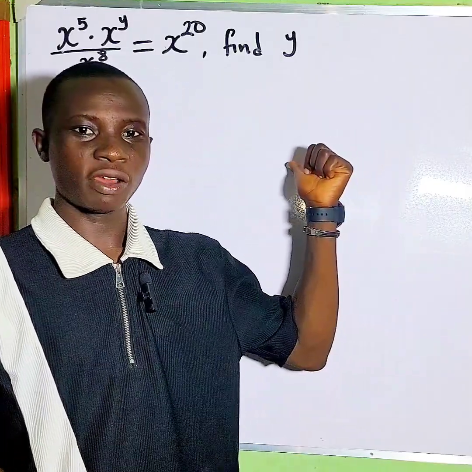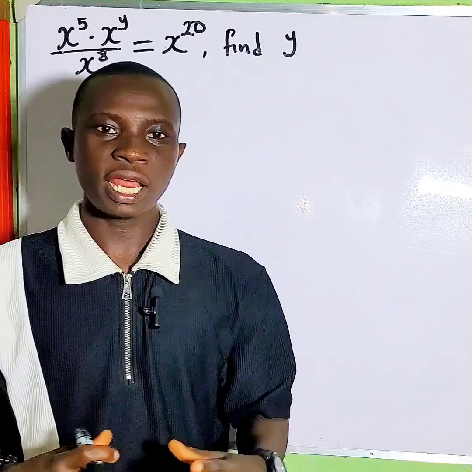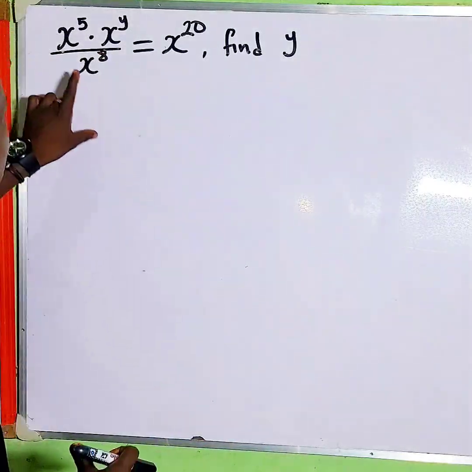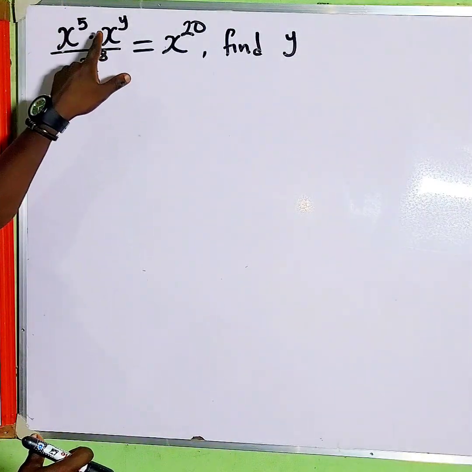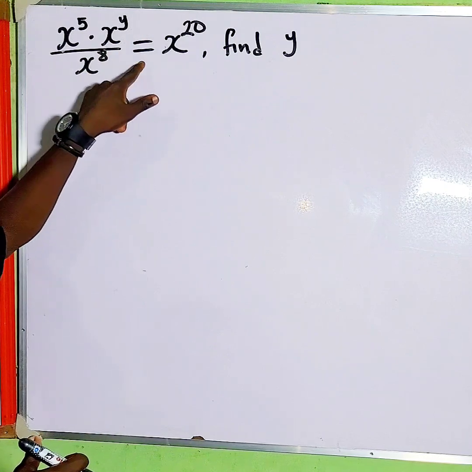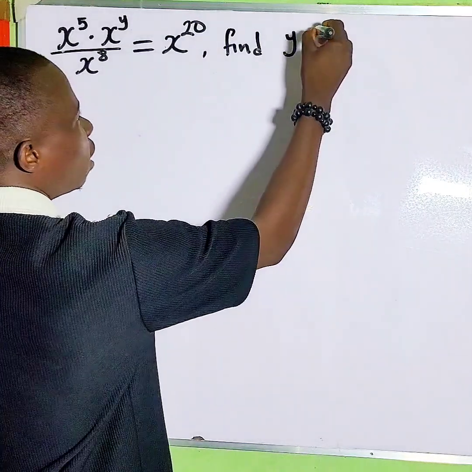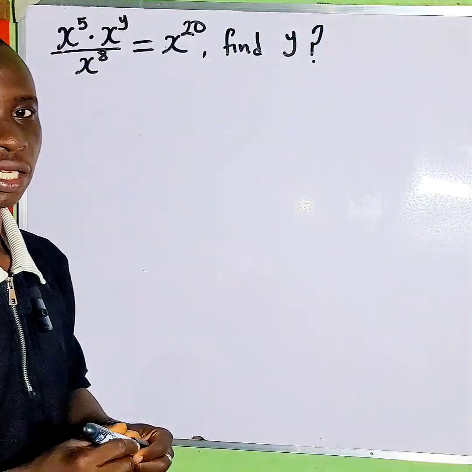For you to solve this kind of equation, you need to really recall the properties of indices. Now, if you look at this equation, we are given that x raised to the power of 5 multiplied by x raised to the power of y over x raised to the power of 8 is equal to x raised to the power of 20. Then we are asked to find the value of y that will satisfy this equation.